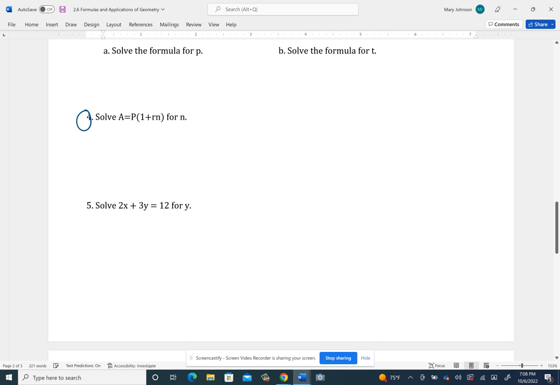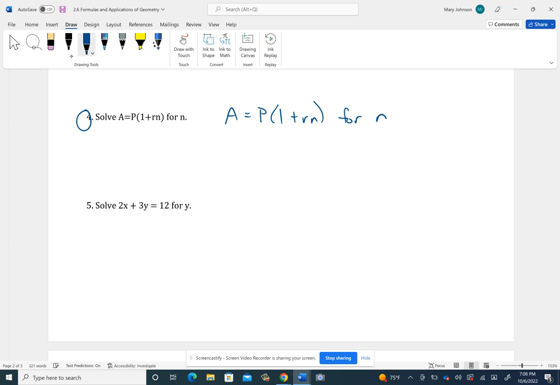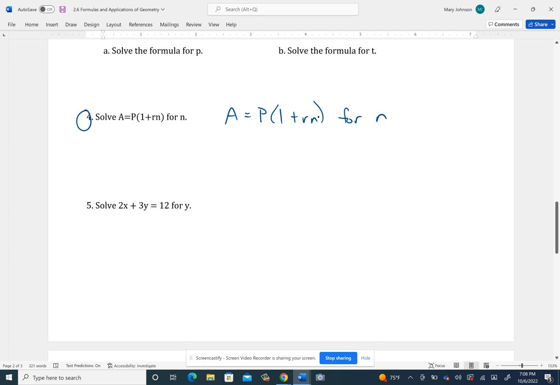So on question number 4, we're being asked to take this general formula, A equals P times 1 plus Rn. We don't necessarily have to know what it's for. And we're trying to solve for n. All right, so you want to circle your variable that you're trying to get by itself. Sometimes it'll be in more than one spot, and you have to watch that.